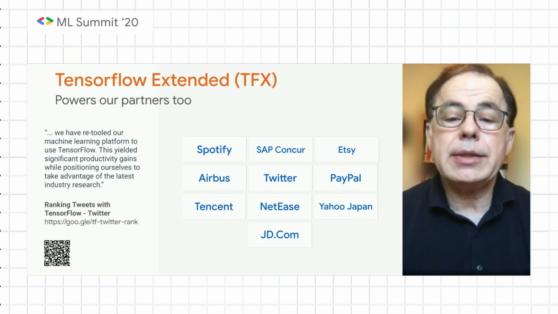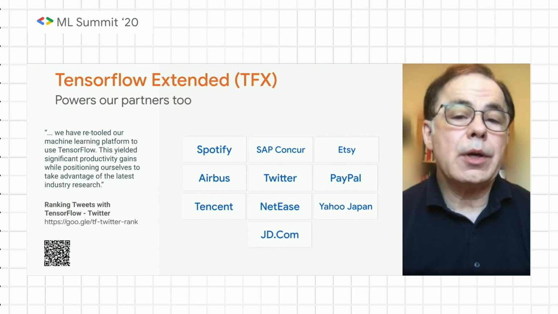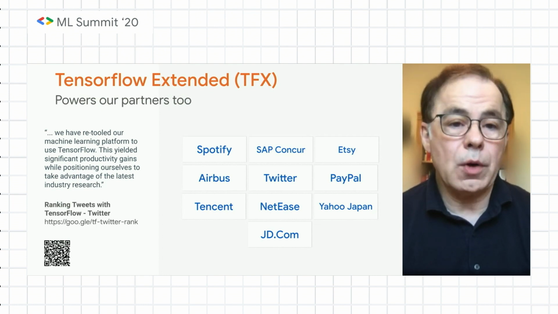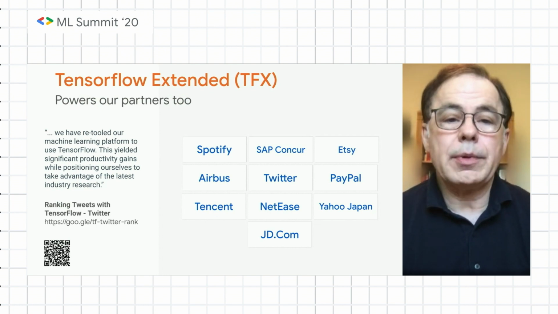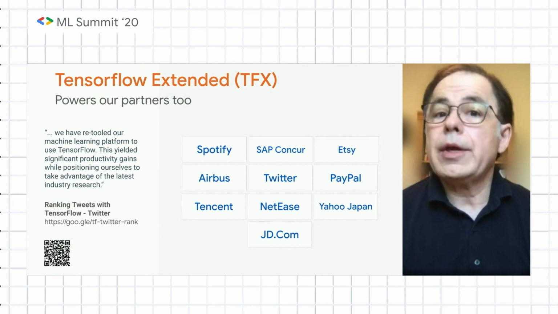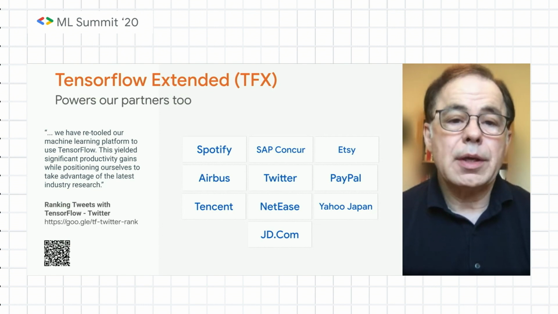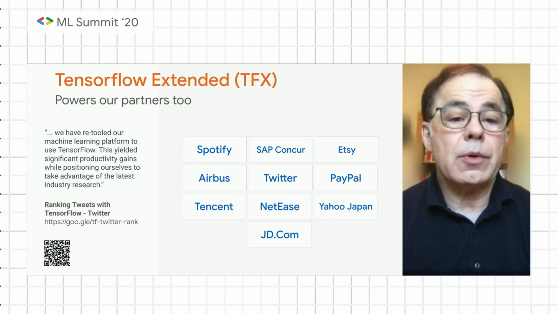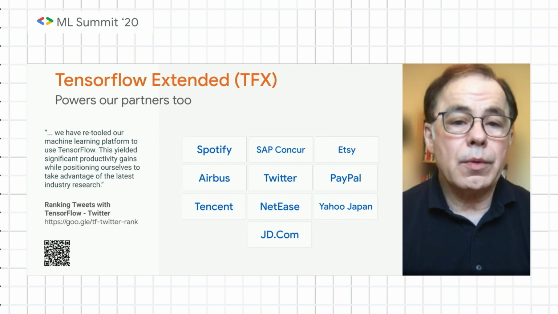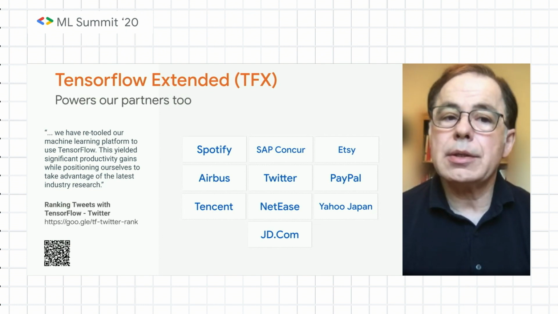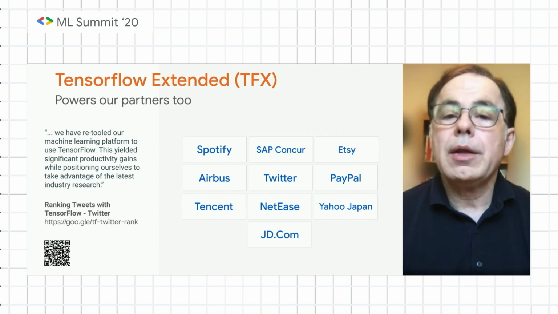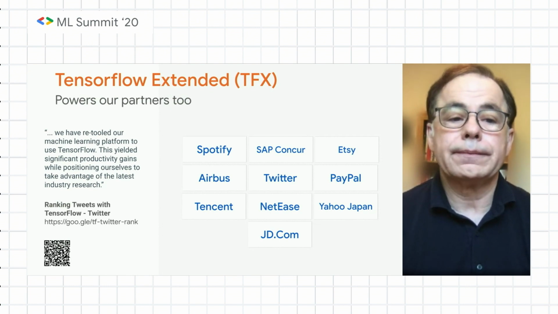And an interesting case here is Twitter, because Twitter had a significant investment in Torch. And they took a look a couple of years ago at where they should make their investment moving forward. And they chose TensorFlow and TFX, moving away from things like PyTorch because of what was offered by not just TFX, but the whole TensorFlow ecosystem.